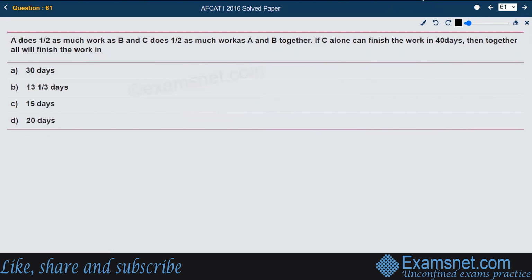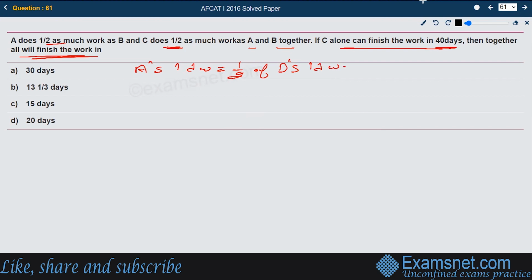Now, A does 1 by 2 as much work as B, and C does 1 by 2, that is half as much work as A and B together. If C alone can finish the work in 40 days, then together all will finish the work in how many days? So let us see the first thing. He says A does half as much work as B. So let me say A's 1 day work is simply half of B's 1 day work. This is what the first line suggests.